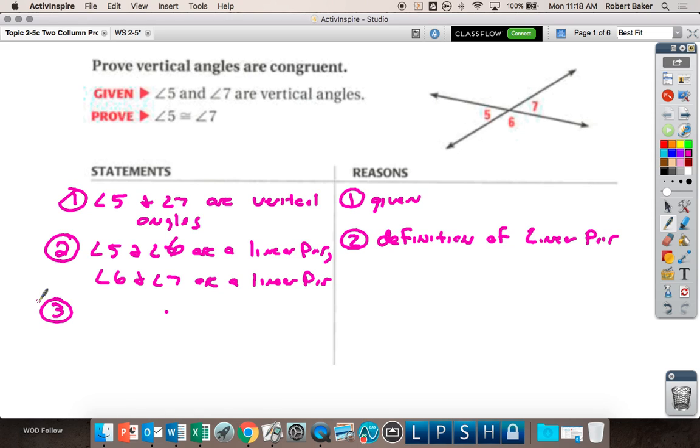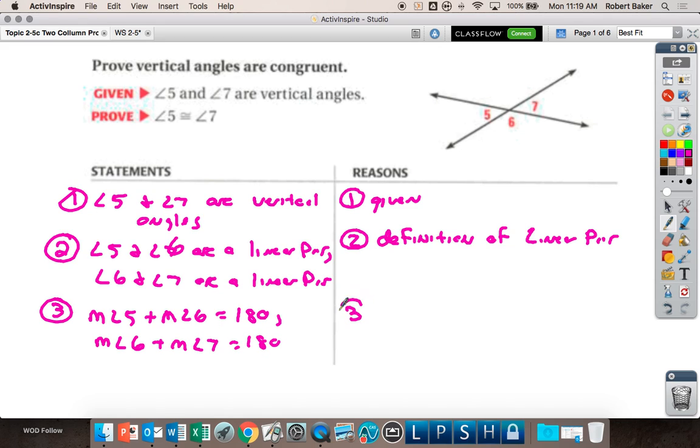Angle 5 and angle 6: the measure of angle 5 plus the measure of angle 6 equals 180 degrees. If that's true, then what else should be true? Comma, the measure of angle 6 plus the measure of angle 7 equals 180 degrees.